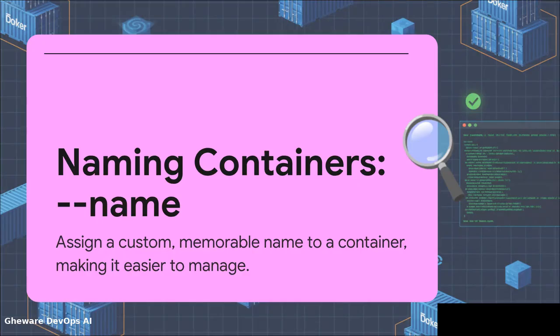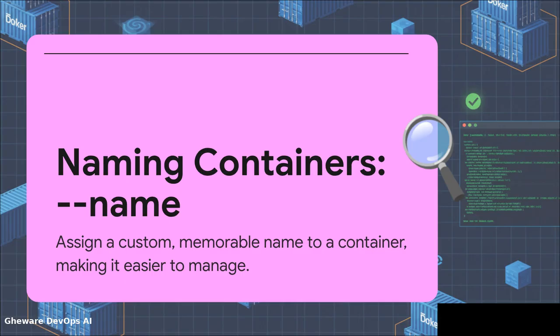You know, dealing with those long, random container IDs is a real pain. The --name flag is a lifesaver. It lets us give our container a simple, human-readable name like my_nginx. This makes it so much easier to manage later on when we want to stop it, or check its logs, or connect to it.